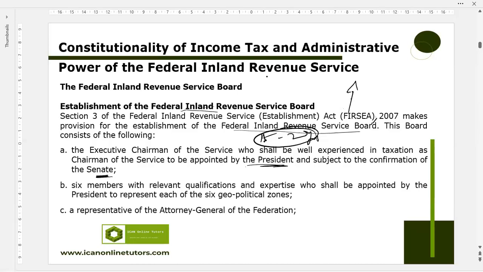So what is the Senate doing? How do they confirm? They invite the person and interview the person. Then they reach their conclusion based on any other exercise they must have carried out on the person.